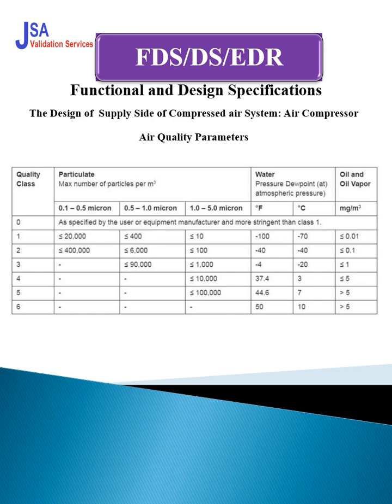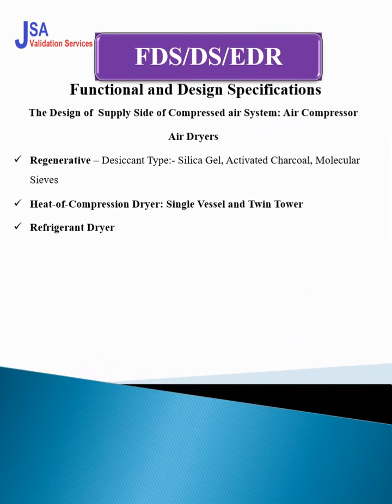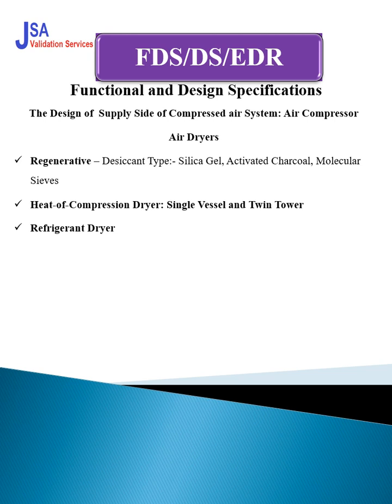Okay, then come to the air dryer. Air dryer also is a part of the generation system. So regenerative, heat of compression dryer, and refrigerator dryer. These are the three types of dryer that we are using.